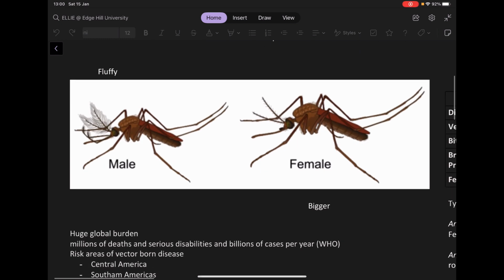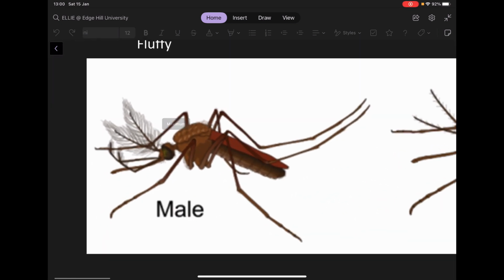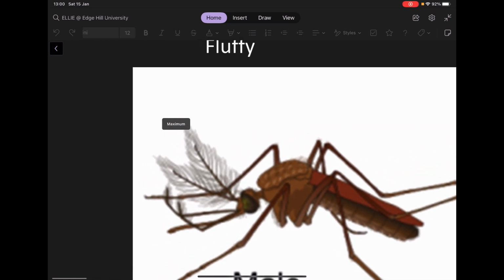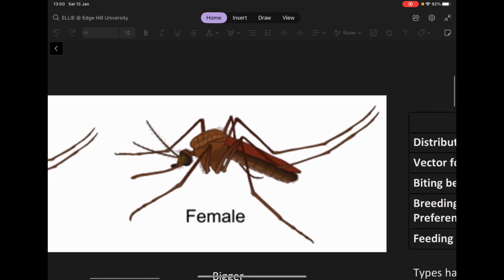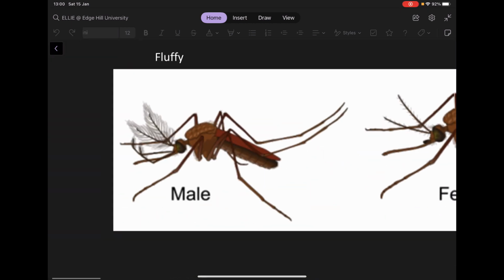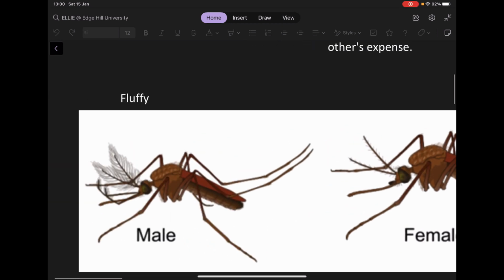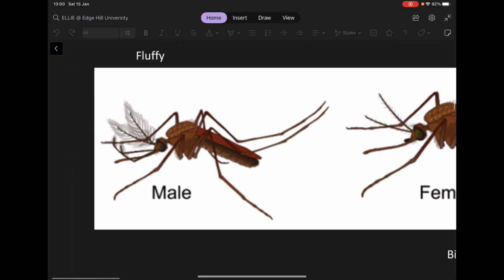So what do they actually look like? You have your male here. The male tends to be smaller than the female, and it has these fluffy antennae. The female is much larger, and it's sort of cute. I don't know which is cuter, the male or the female. Which do you think? I think the male, just because of the fluffy horns, antennae.